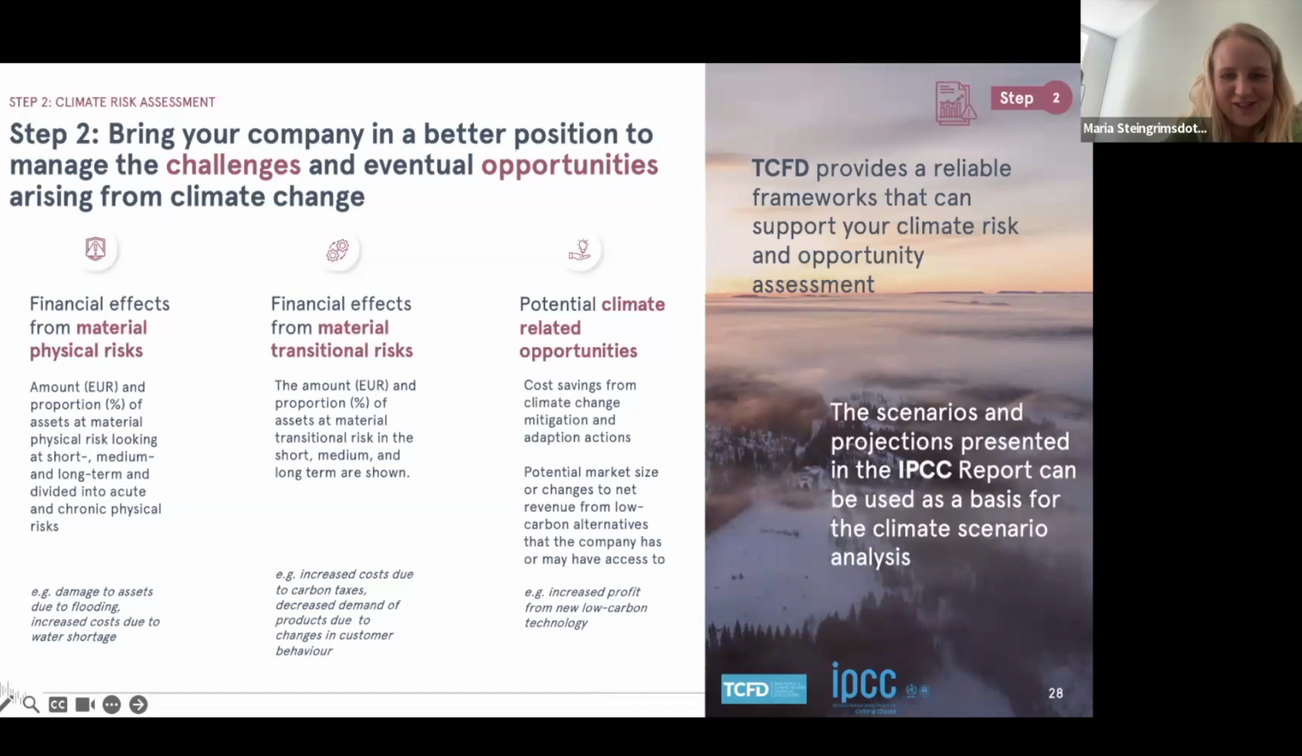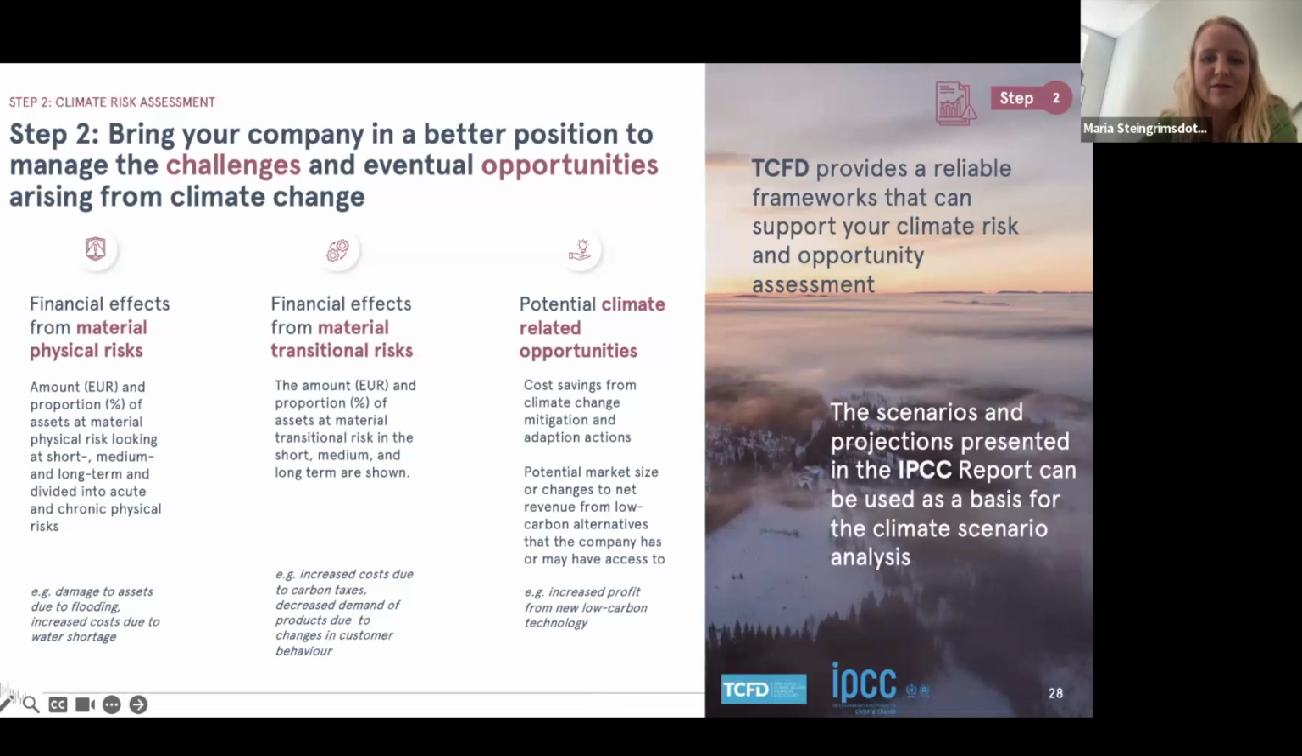But what do you actually need to do? You need to assess the financial effects that your company might experience from material physical risks, and these are divided into acute and chronic risks. And then just to give you some examples here, because this is a little bit theoretical, this could be, for example, damage on assets from flooding or increased costs from water shortage.